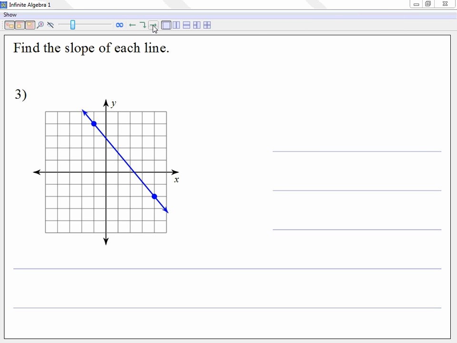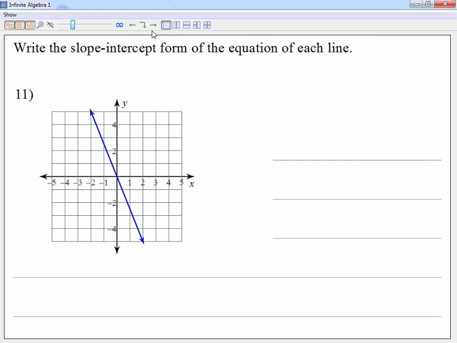Now looking at number 11, write the slope intercept form of the equation of each line. There's 2 things that you need. First of all, the slope. On the first 10 questions, I gave you 2 points, so it was easy for you to see where to start. Here, I'm not giving you any points, but we can mark that point because we know the x and the y value of it. We can mark this point because I can count the squares there, and we can mark this point.